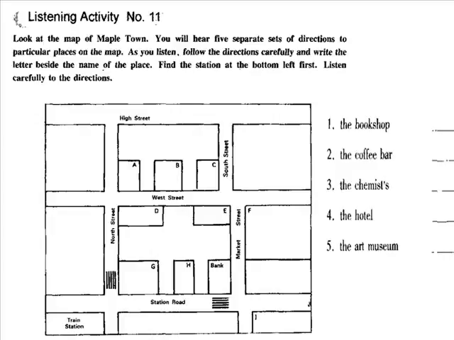Listening activity number 11. Now look at the map of Mapletown. Find the station at the bottom left-hand corner first. We will start here.